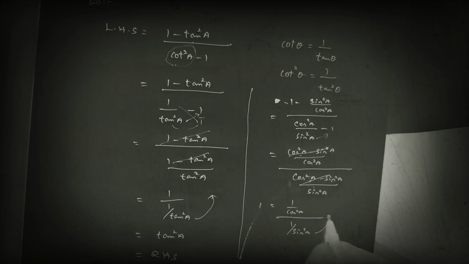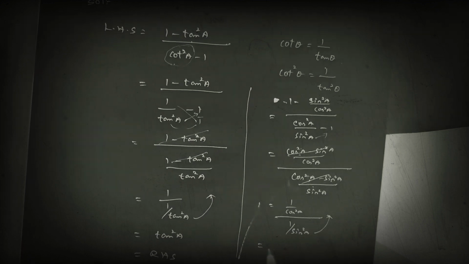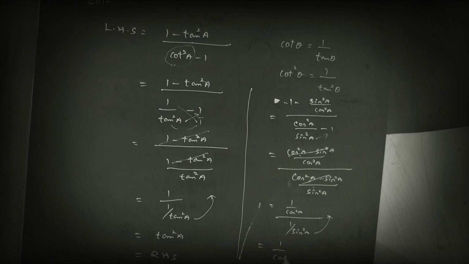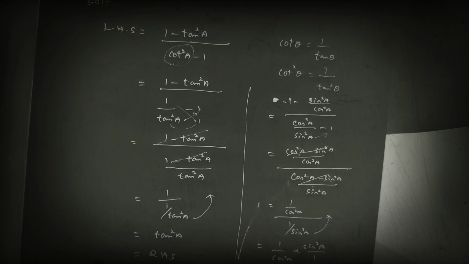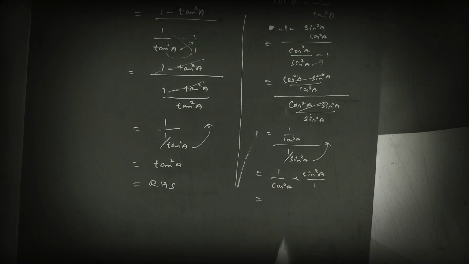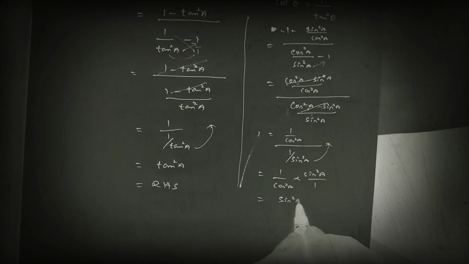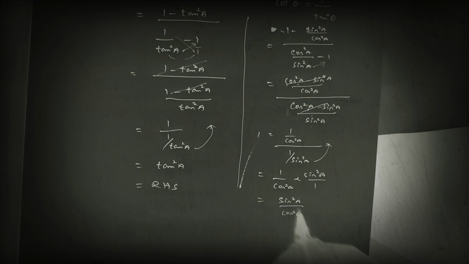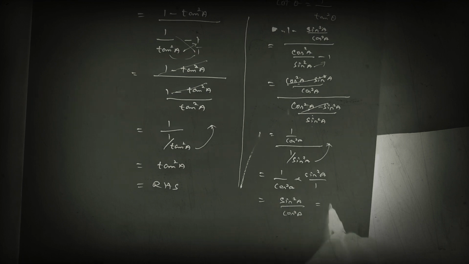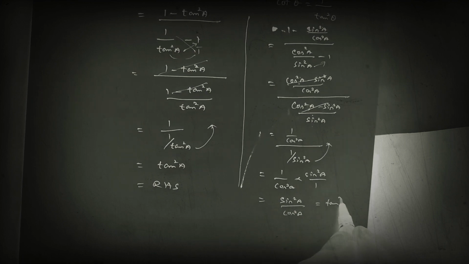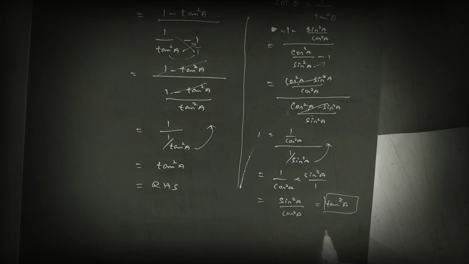I'm just taking the 1 by sin square A to the numerator. It will become 1 by cos square A into sin square A by 1. So it is equal to sin square A divided by cos square A. Sin A by cos A is nothing but tan A. Sin square A by cos square A is tan square A. We got the RHS.